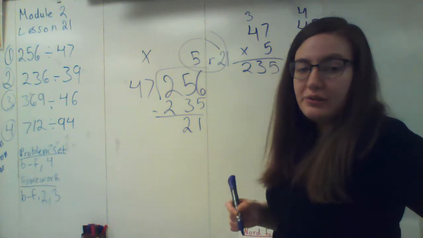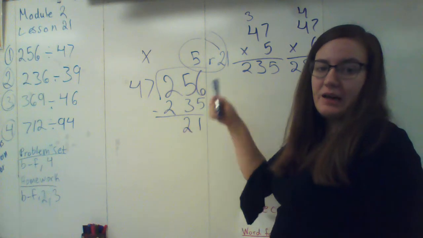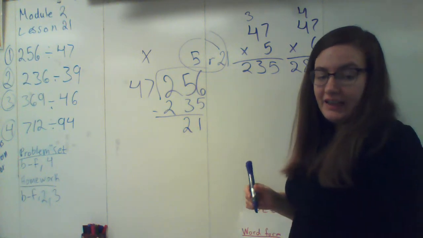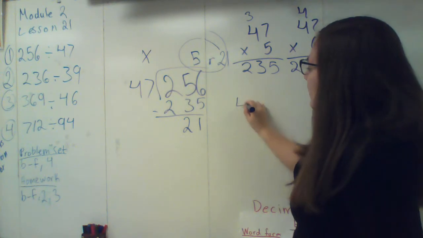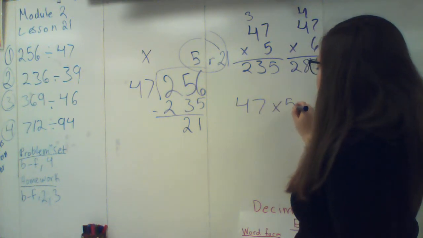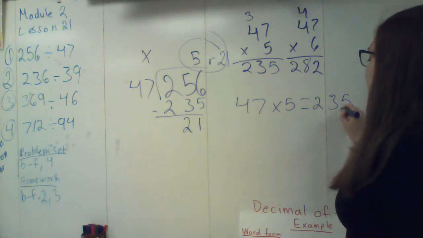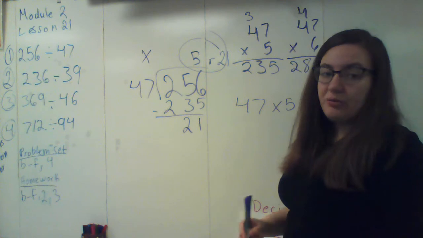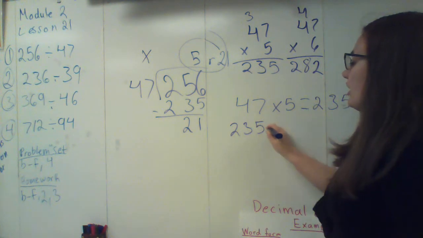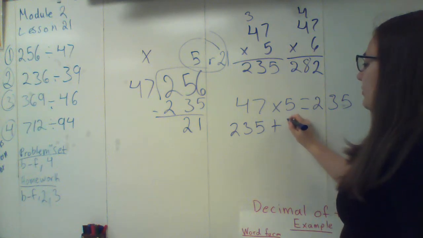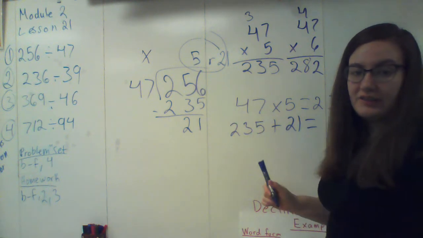So you should have been following along with me on this problem. This problem was a nice, easy one because I just had to complete this one step. And then I got my final answer. Now, if I want to check this, I need to do 47 times 5. We said that that was 235. And then I need to do 235 plus 21. Now, what I've seen some of you doing is you write 235 plus 21, and automatically you assume it's going to be this number.